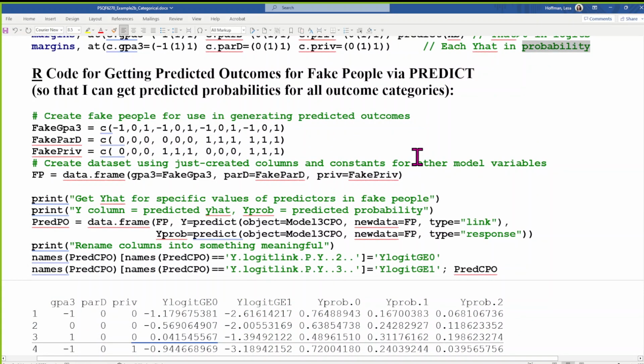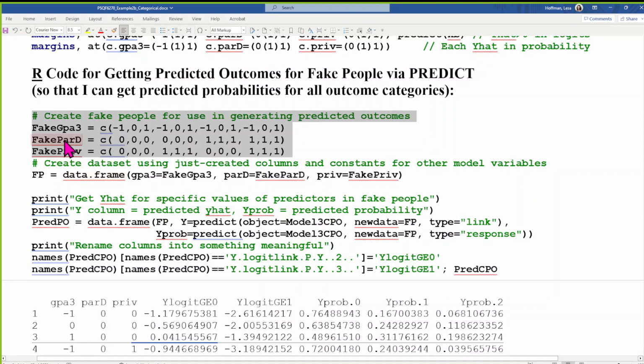In R, the prediction package does not work with VGLM, so I had to make a workaround. This is a method that I also have to use in SAS because I don't have an easy way to do it in SAS either. I call it the method of fake people.